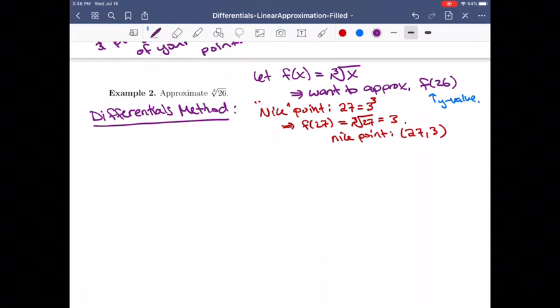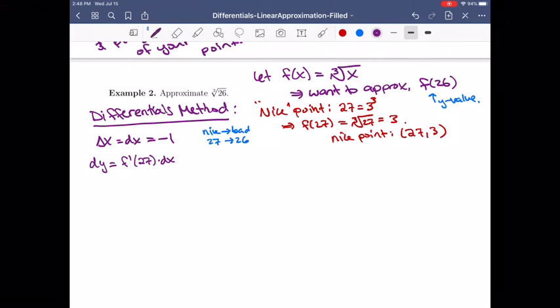So using that nice point, my delta x, or my dx, is actually minus 1. Because I'm going from my nice point to my bad point, nice to bad, this is 27 to 26, so I need to subtract 1. That's why it's negative. So that's my dx. Now I want to compute dy. So dy is f prime of my nice point, 27, times my dx. So I want to compute the derivative.